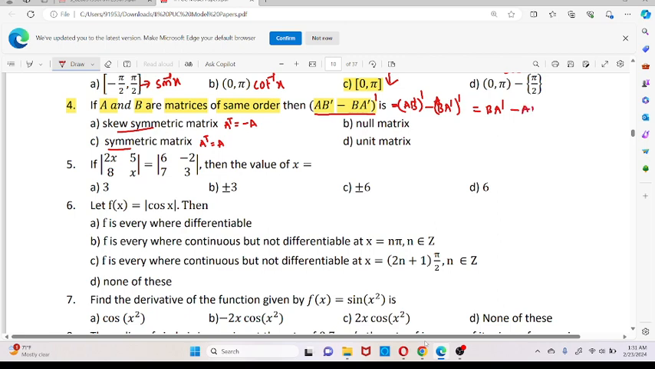Again it is B transpose, because we know that (A into B) whole transpose can be written as B transpose into A transpose. So in that way, if I take minus common, again it will be AB transpose minus BA transpose. So you will get minus of this matrix. So then definitely it will be skew symmetric.